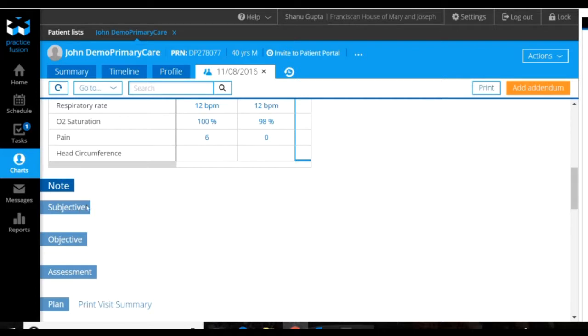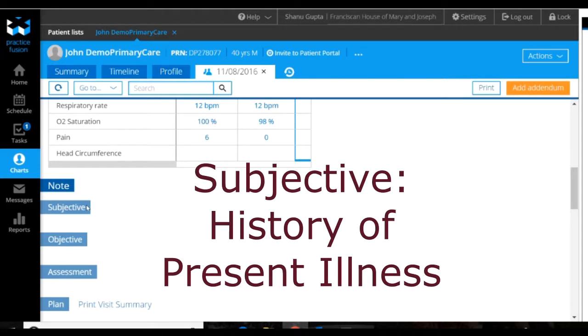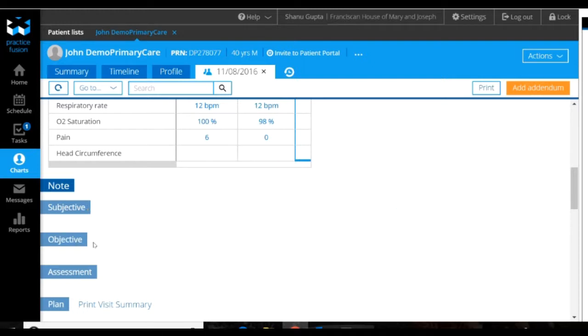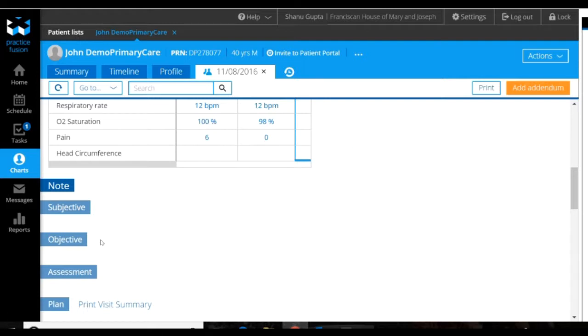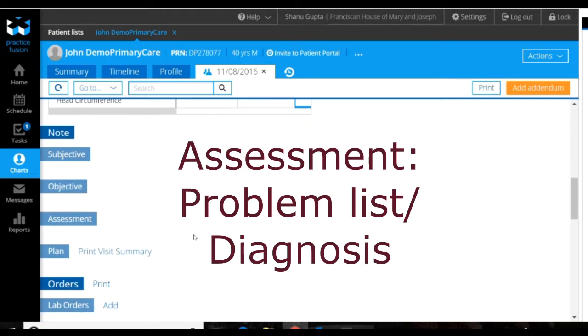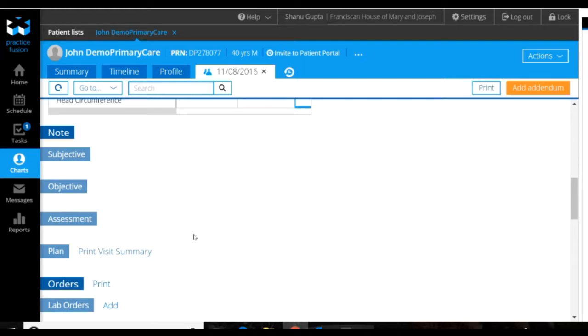After that, what you'll see is subjective, which is where you will place all the information that you gathered from the patient during your interview. So what's the reason they came in, their HPI essentially. Objective is where you place your physical exam findings. The vitals are already included in the flow sheet, as we mentioned earlier. The assessment is essentially your problem list. So number one is whatever their major problem is that they came in with. And sometimes you'll find that our patients come in with more than one complaint. And then the plan is what you did about it.